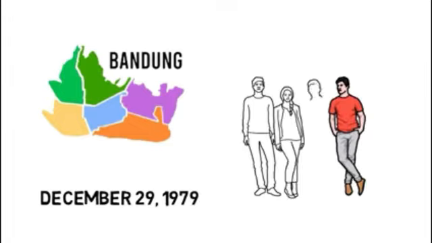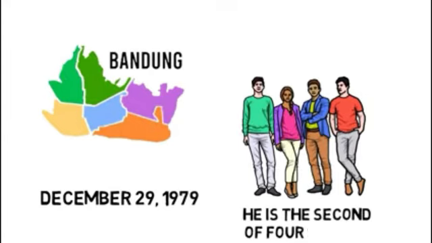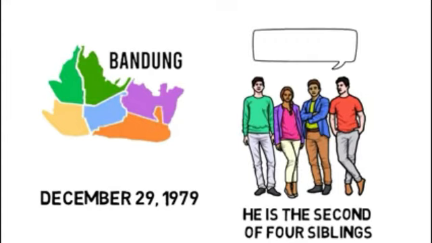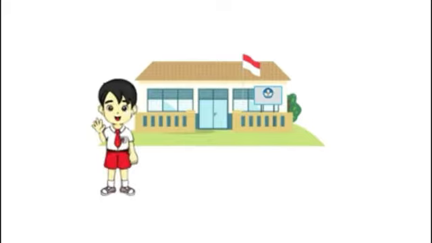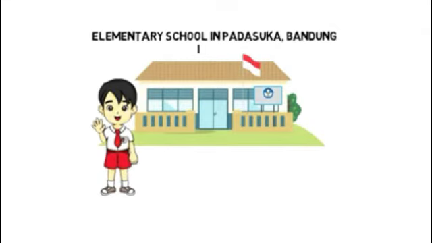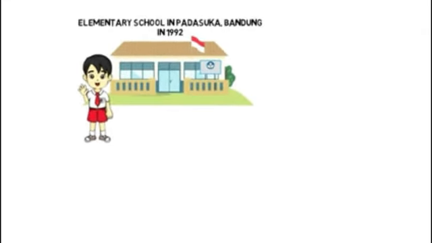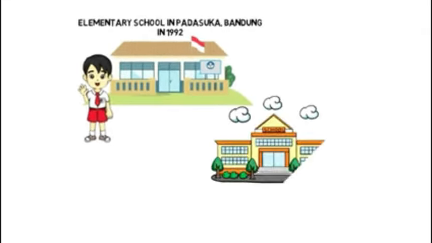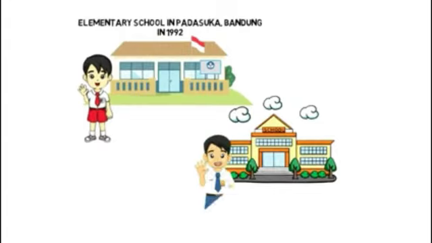He is the second of 4 children. Of the 4 siblings, all of them are good at playing guitar, but none of them are good at singing. Daddy Sulaiman finished elementary school in Padasuka, Bandung in 1992. In fact, from grades 2 to 6 of elementary school, it was not seen that he had potential. After completing elementary school, he continued his education at SMPN 16 Bandung and still didn't see what his potential was.